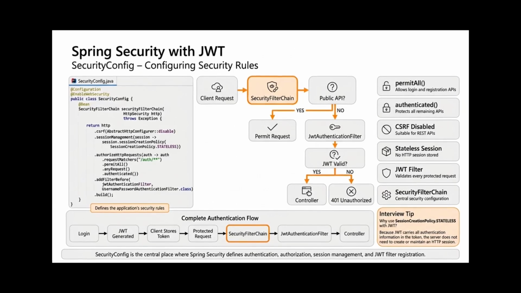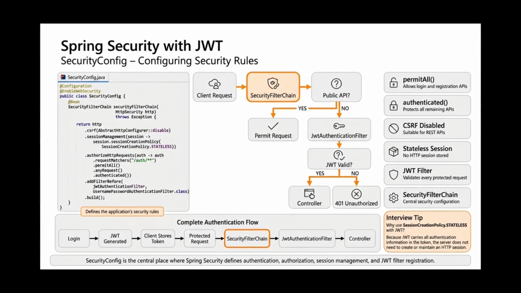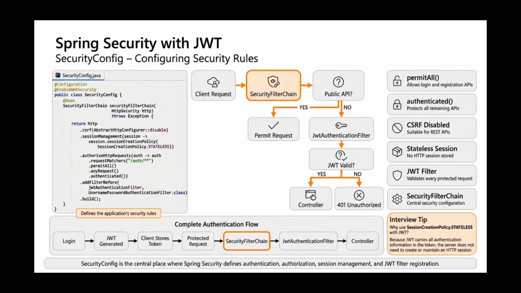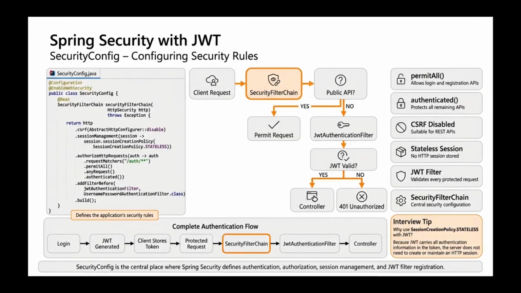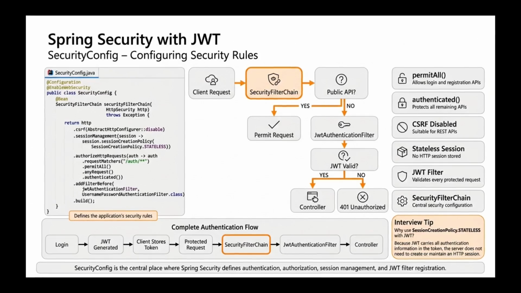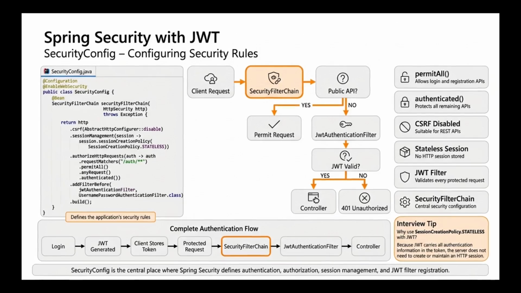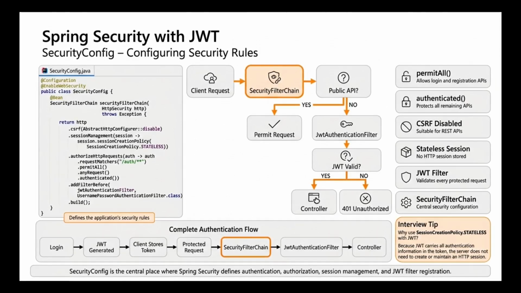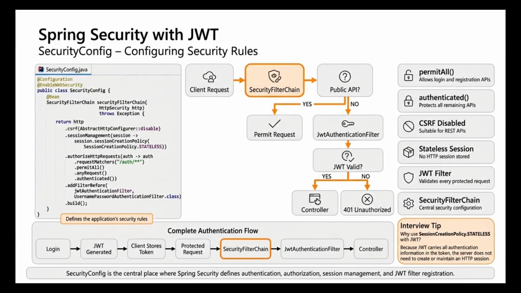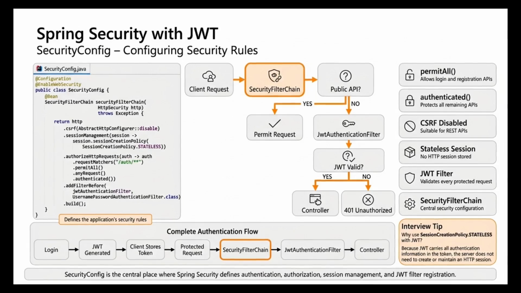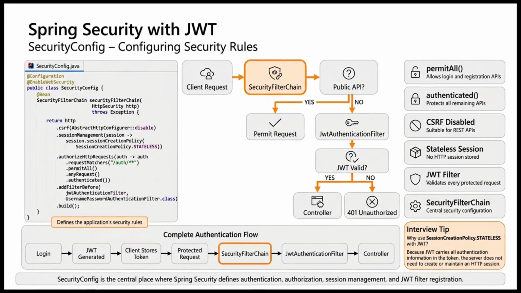The final piece of our JWT authentication system is the SecurityConfig class. This is where we define the application security rules. We specify which APIs are public, such as the login and registration endpoints, and which APIs require authentication. We also configure the application to use stateless sessions because JWT authentication doesn't store user sessions on the server. Finally, we register our JWT authentication filter in the security filter chain so that every protected request is validated before reaching the controller. With this configuration in place, our Spring Boot application is ready to securely authenticate and authorize users using JWT.